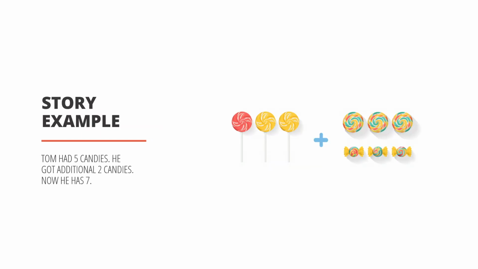Let me tell you a short story. Tom had 5 candies. He got additional 2 candies. Now he has 7 candies. The word additional shows that Tom received more candies.